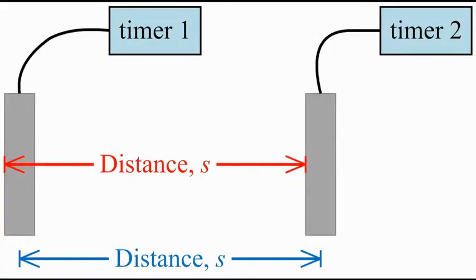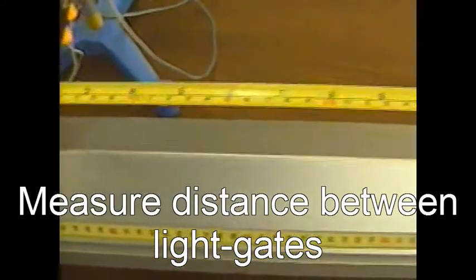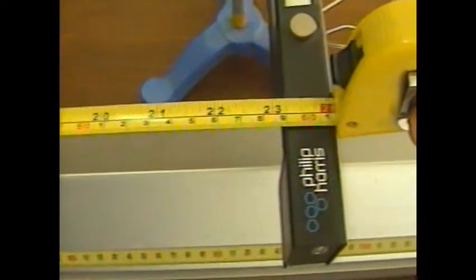We require to measure the distance between the two sensors. Instead of measuring from center to center, we shall measure from one face to the other face of the next light gate. So we use a measuring tape to measure the distance between the two light gates from the first face to the second face, and we find this is 59 centimeters.